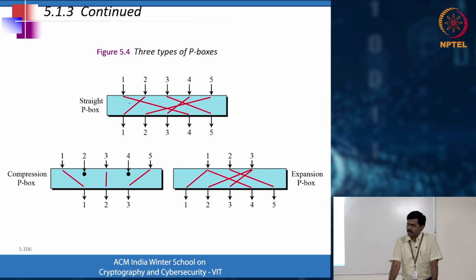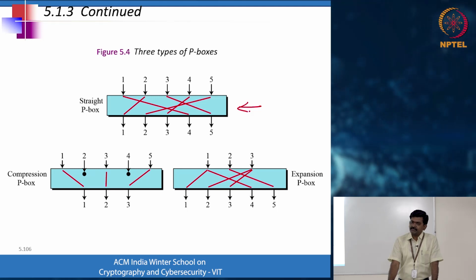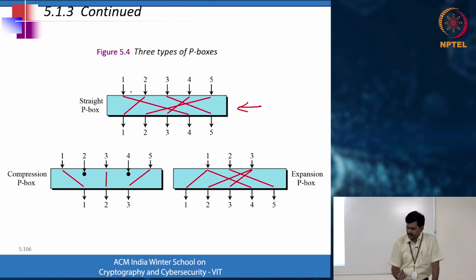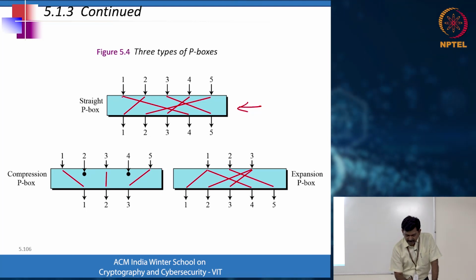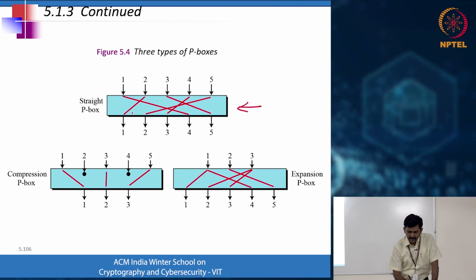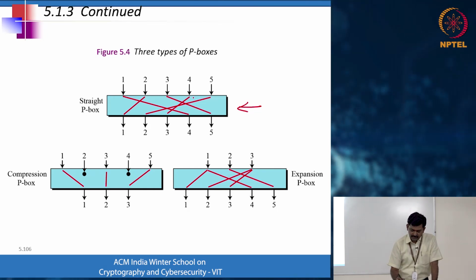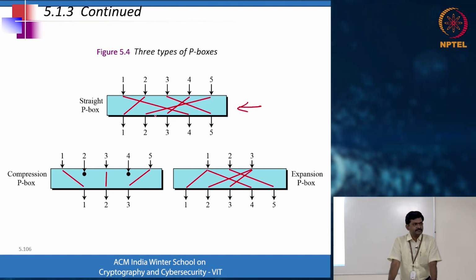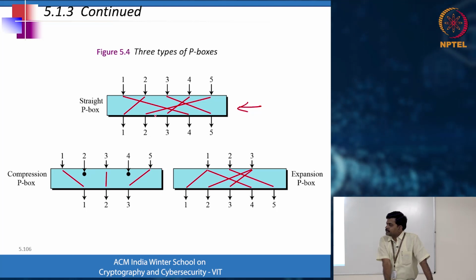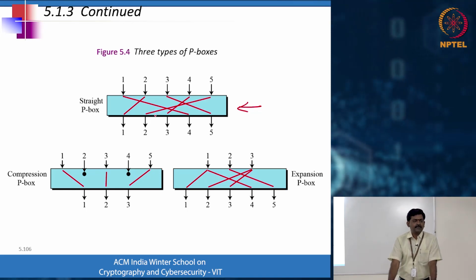What do you understand from the first box? This is a straight P box. What does it say? Yes, it's 1 to 1, but if you look, the first bit should go to the fourth location. The second bit should go to the first bit location. Third bit should go to the fifth bit location. The fourth bit should go to the third location, and fifth one goes to the second location. So 1 to 1. This is called straight P box. So it is telling permutation of the positions of the bits.